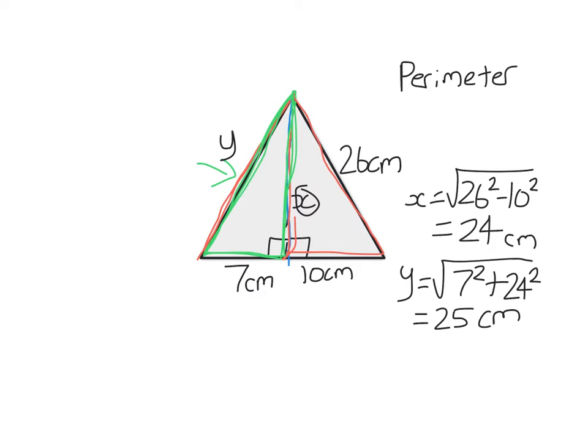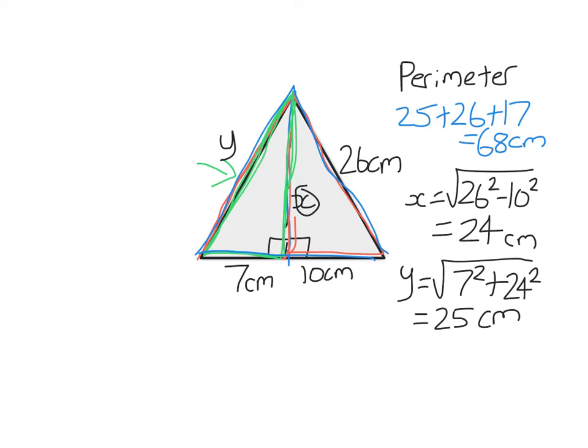So therefore, the perimeter of this triangle is very simply 25, which is this length here, plus 26. And then the length at the bottom is 10 plus 7, which is 17. So that gives us 68 centimeters in total.